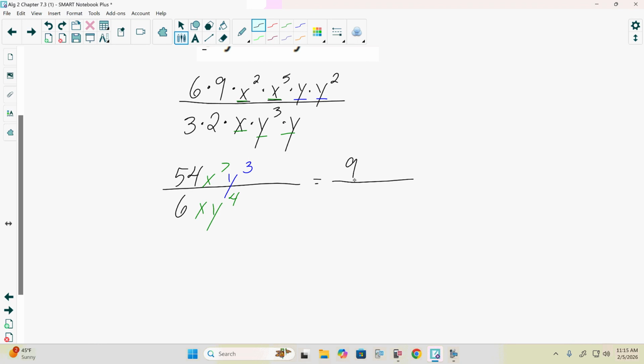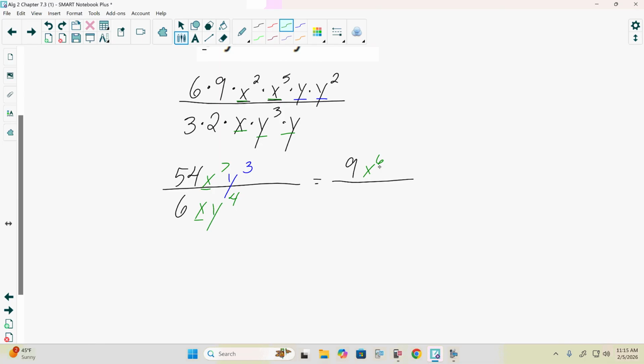That's going to help us get there. Then we can look at x's. x to the 7 over x to the first. When we divide like bases, we subtract the exponents. 7 minus 1 is 6. It's bigger on top or bottom? Top. So it's going to stay on top, yes?